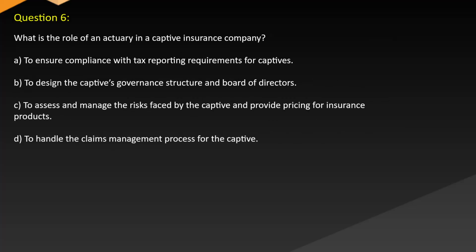Question 6. What is the role of an actuary in a captive insurance company? A. To ensure compliance with tax reporting requirements for captives. B. To design the captive's governance structure and board of directors. C. To assess and manage the risks faced by the captive and provide pricing for insurance products. D. To handle the claims management process for the captive.